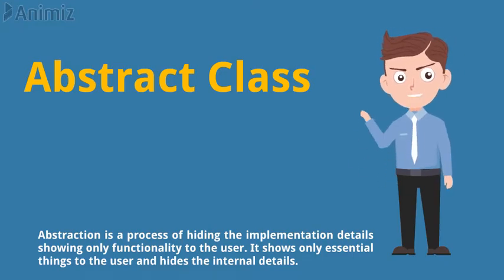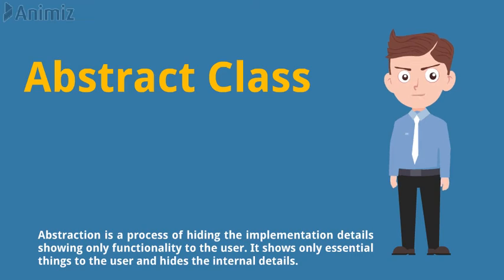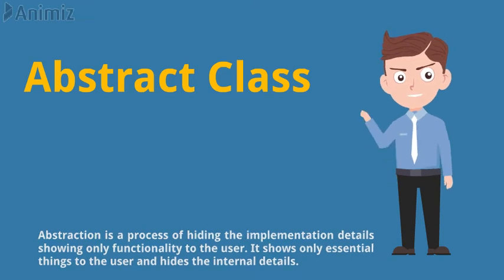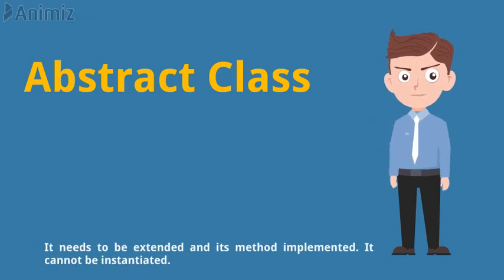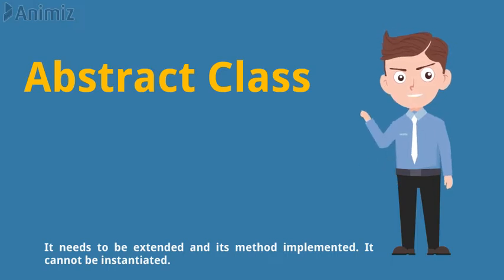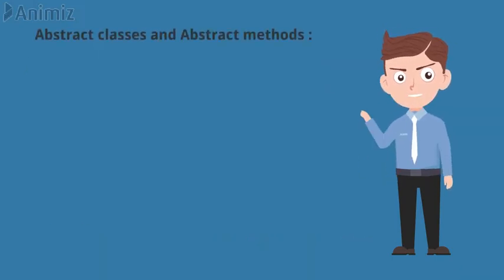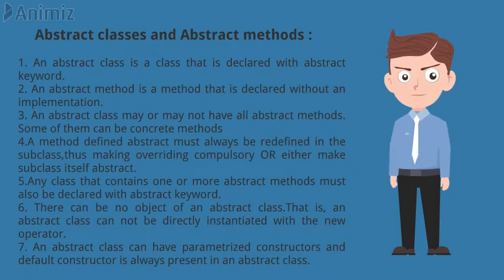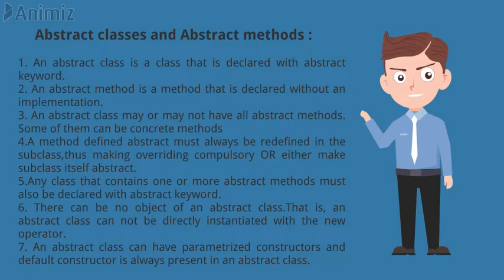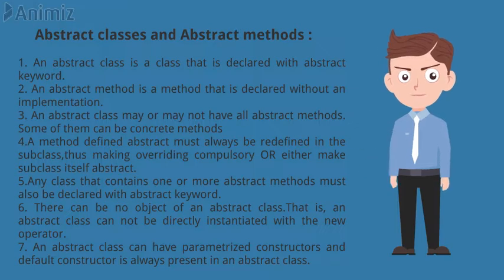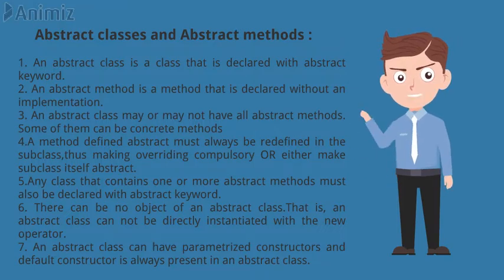It shows only essential things to the user and hides the internal details. It needs to be extended and its methods implemented. It cannot be instantiated. Abstract classes and abstract methods. 1. An abstract class is a class that is declared with the abstract keyword. 2. An abstract method is a method that is declared without an implementation.